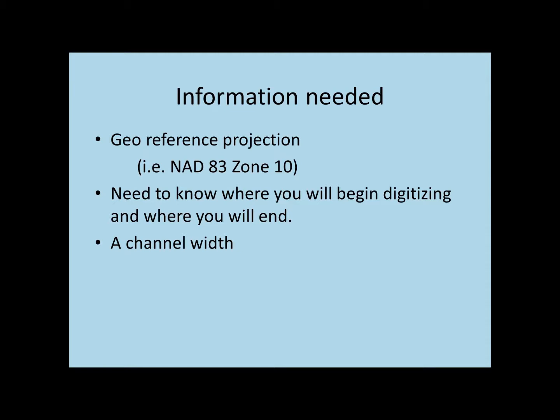And finally, you're going to have to know a characteristic channel width. When we say characteristic, we are referring to those dimensions of the river at the 2-year recurrence interval flow. Again, more about that another time. Okay.